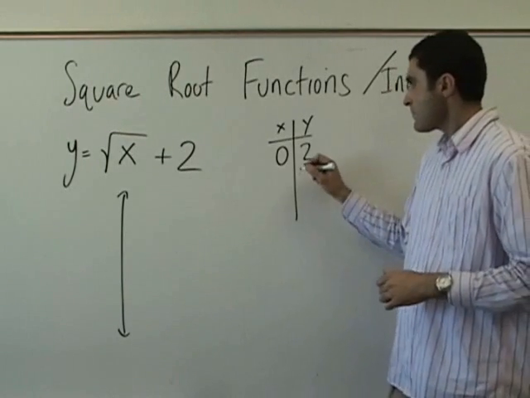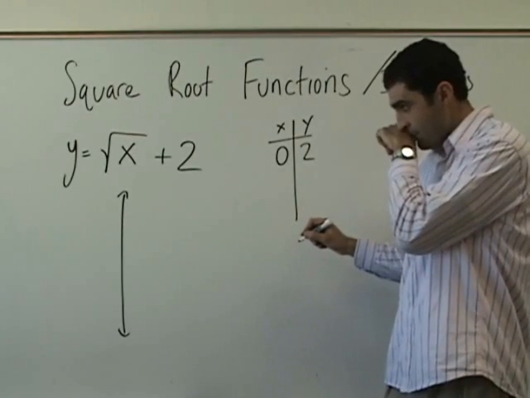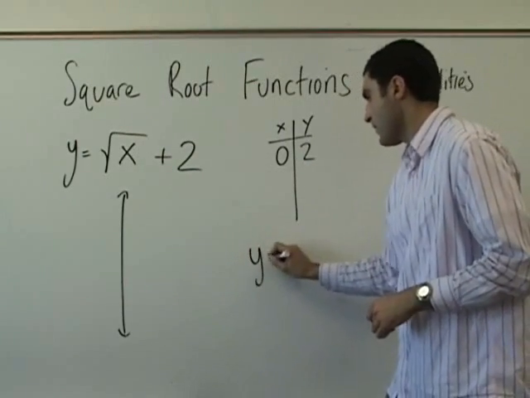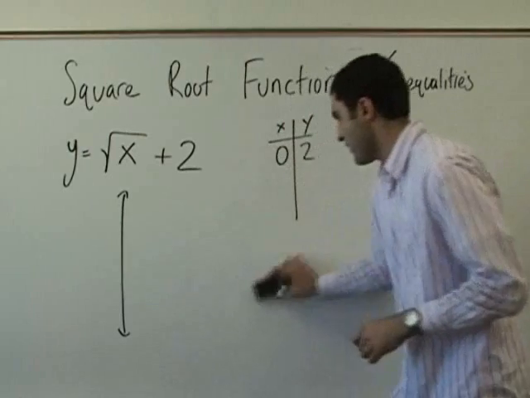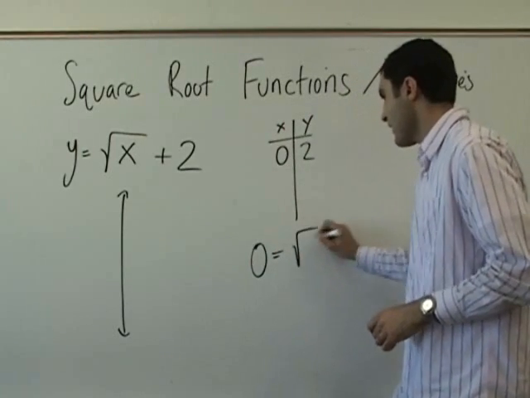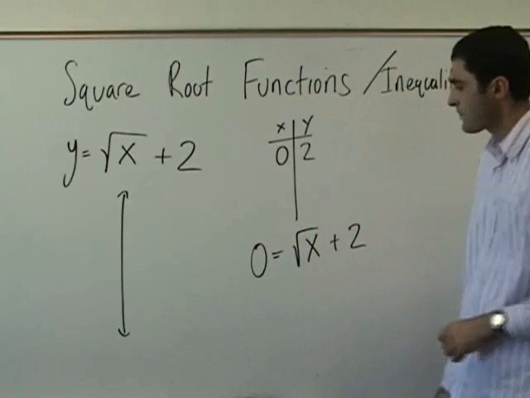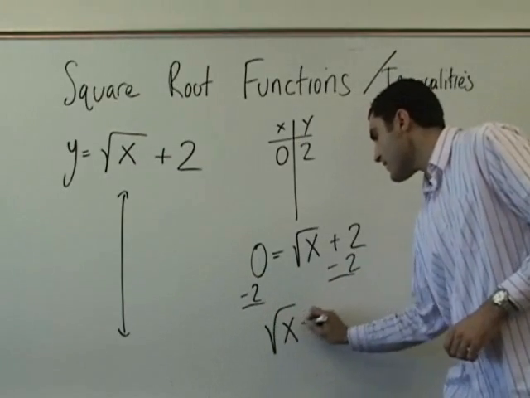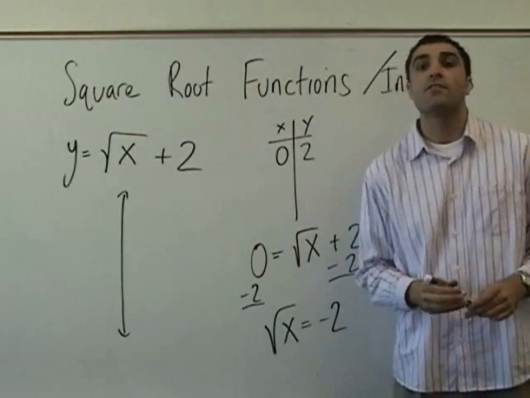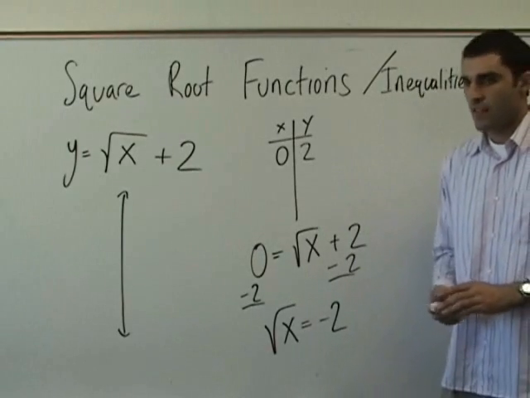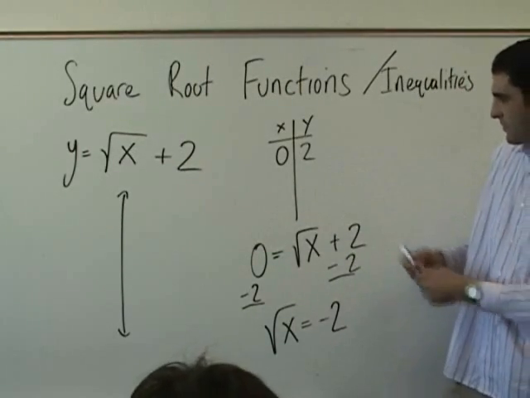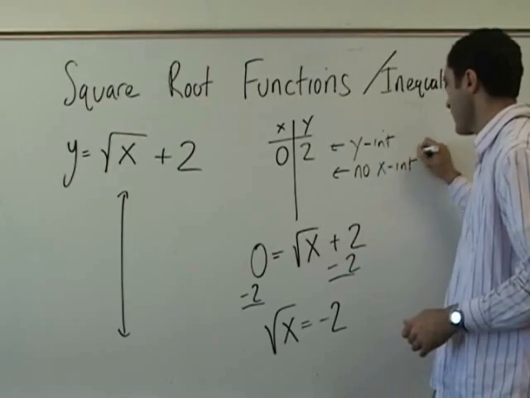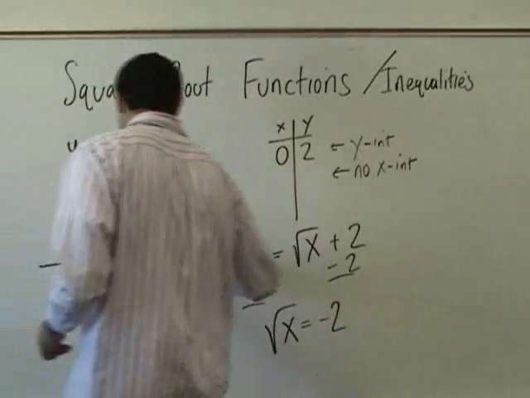Would you square root the whole thing, or just the x? Well, let's find out. Let's set y to 0. So 0 equals square root of x plus 2 minus 2. Can the square root of x ever be negative? No. So what does that tell us? There is no x-intercept. So this is the y-intercept, and there is no x-intercept.